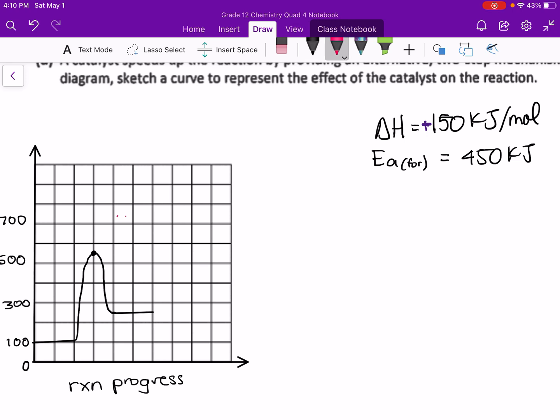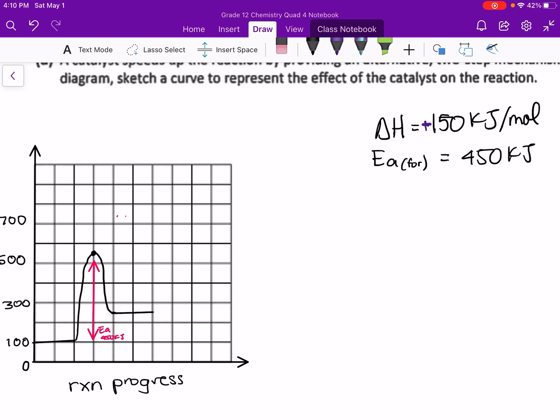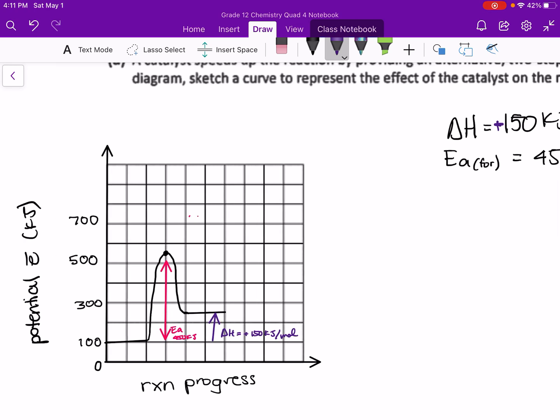I can label this here, showing that this energy is 450 kilojoules, and my delta H only has one direction going up between my reactants and products, positive 150 kilojoules per mole. And I have labeled my diagram with potential energy in kilojoules versus my reaction progress.